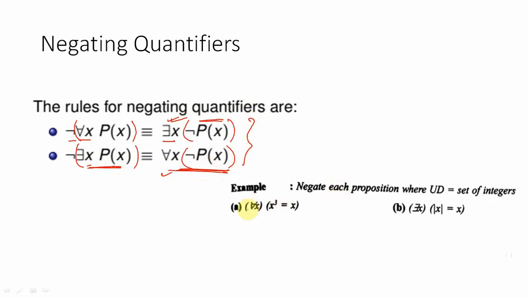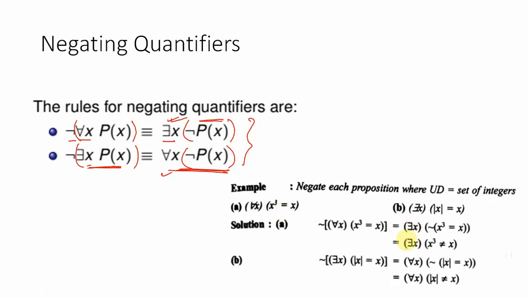So let us negate. For all x, x cube is equal to x will be simply written as there exists x such that x cube is not equal to x. If I write there exists x such that absolute value of x is equal to x, I'll write for all x, absolute value of x is not equal to x. So the negation of universal is existential and the negation of existential is universal.